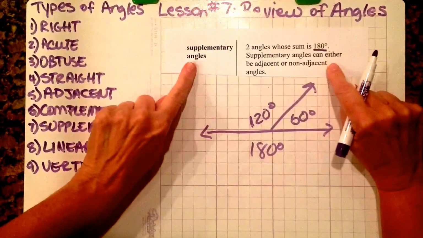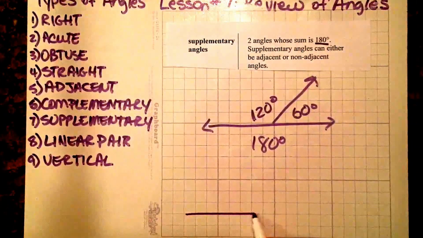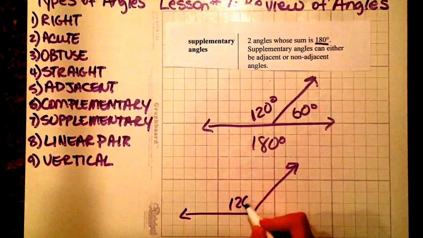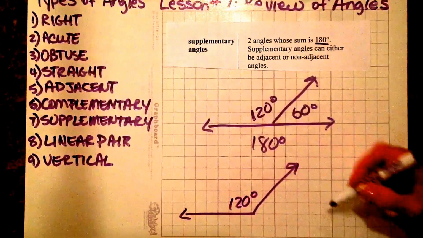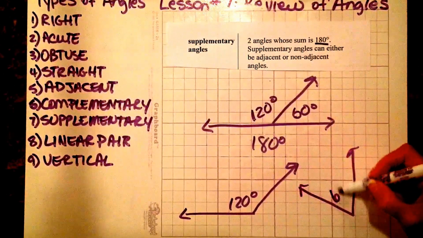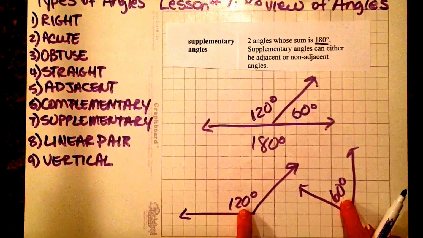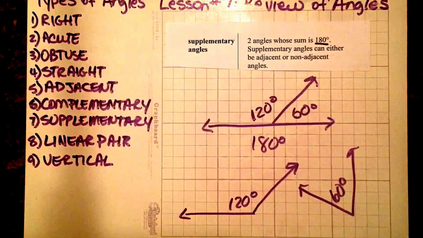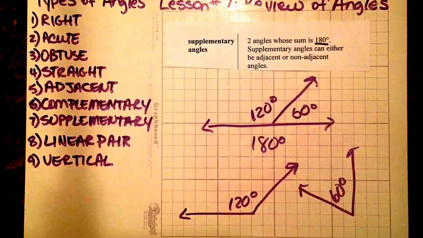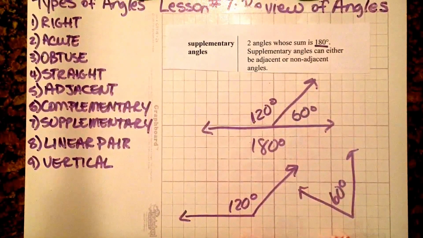Also, you can have non-adjacent angles that are supplementary. So, for example, if I had an angle over here, just off to the side, it's 120. And then I've got another angle over here that's about 60 degrees. Okay, if these two add up to 180, they are going to be supplementary. They're not adjacent, they're non-adjacent, but they're still supplementary angles, even though they're not right by each other. If they add up to 180, they're supplementary.